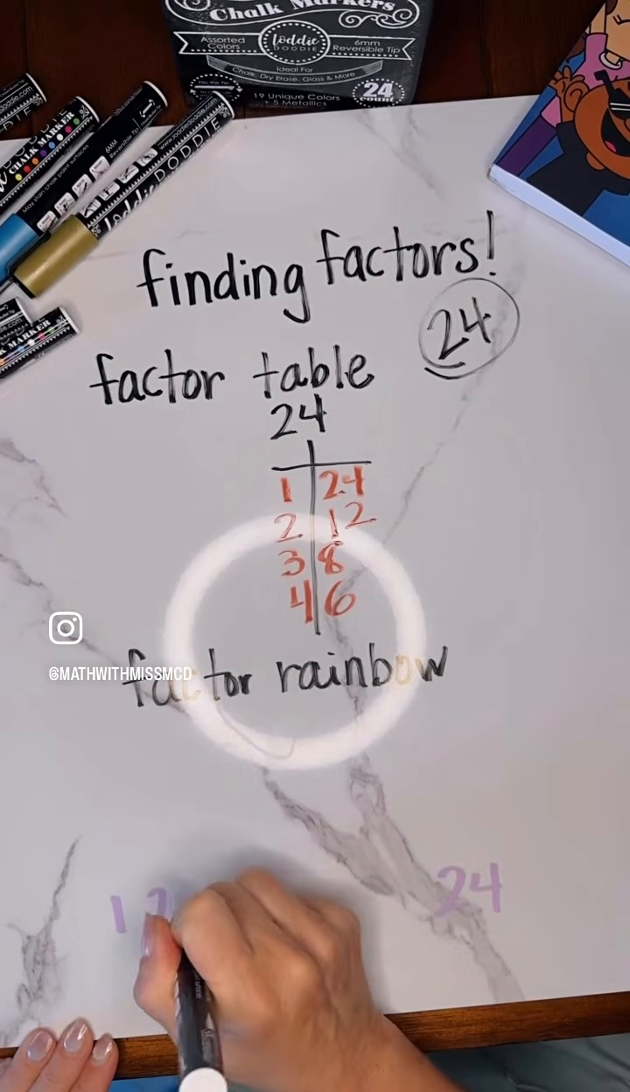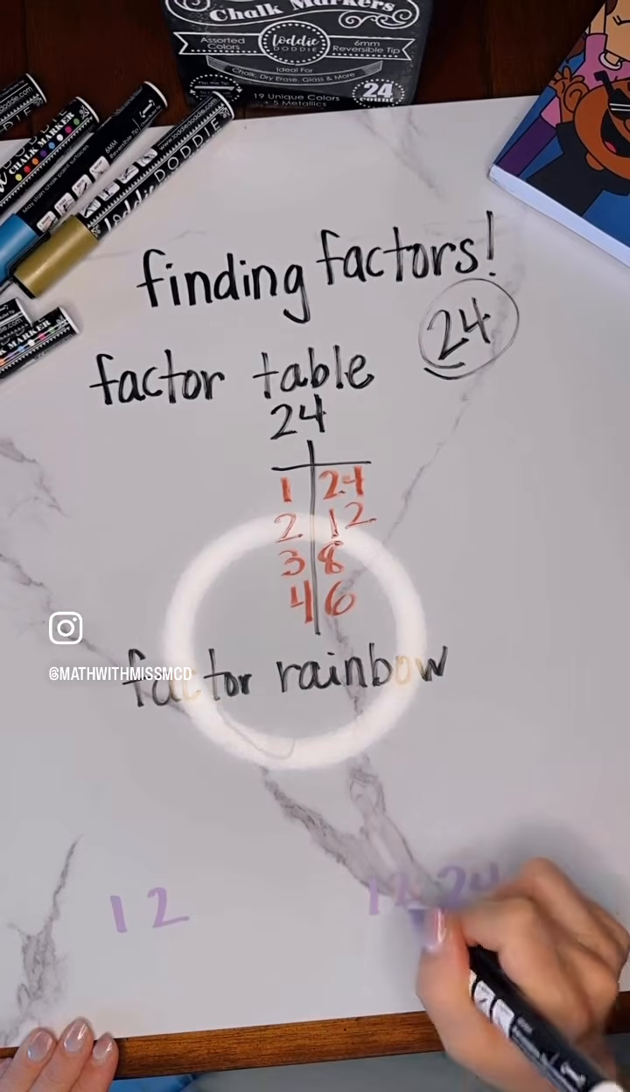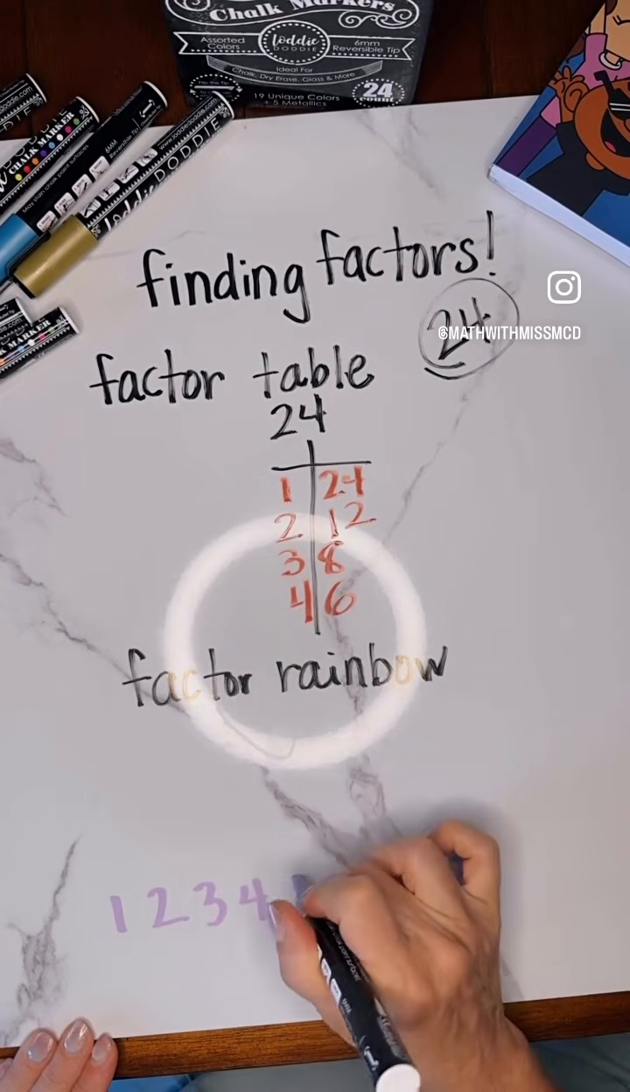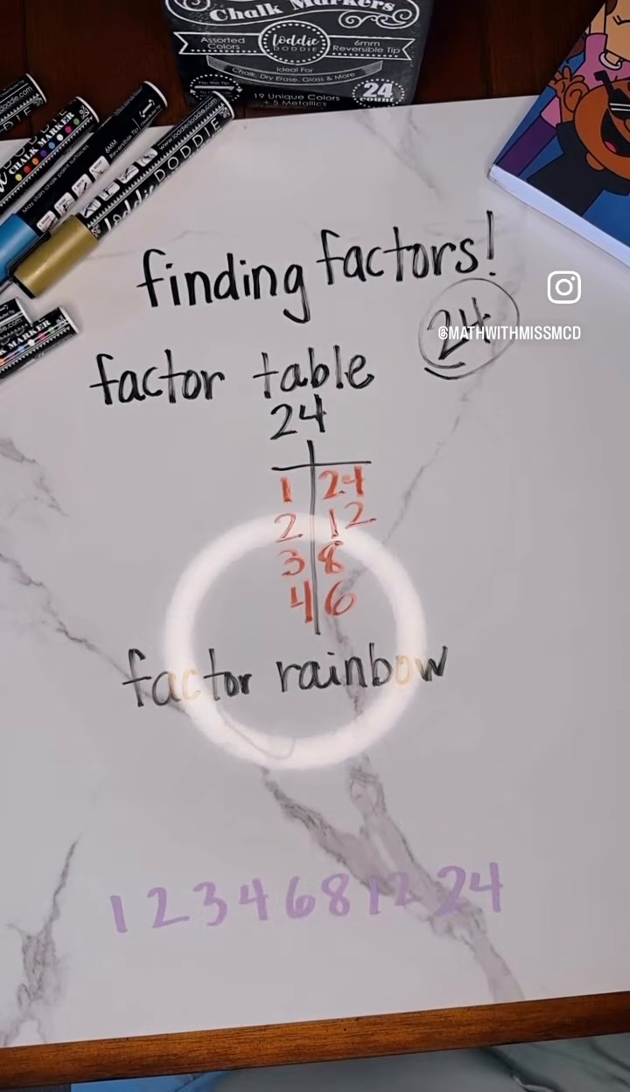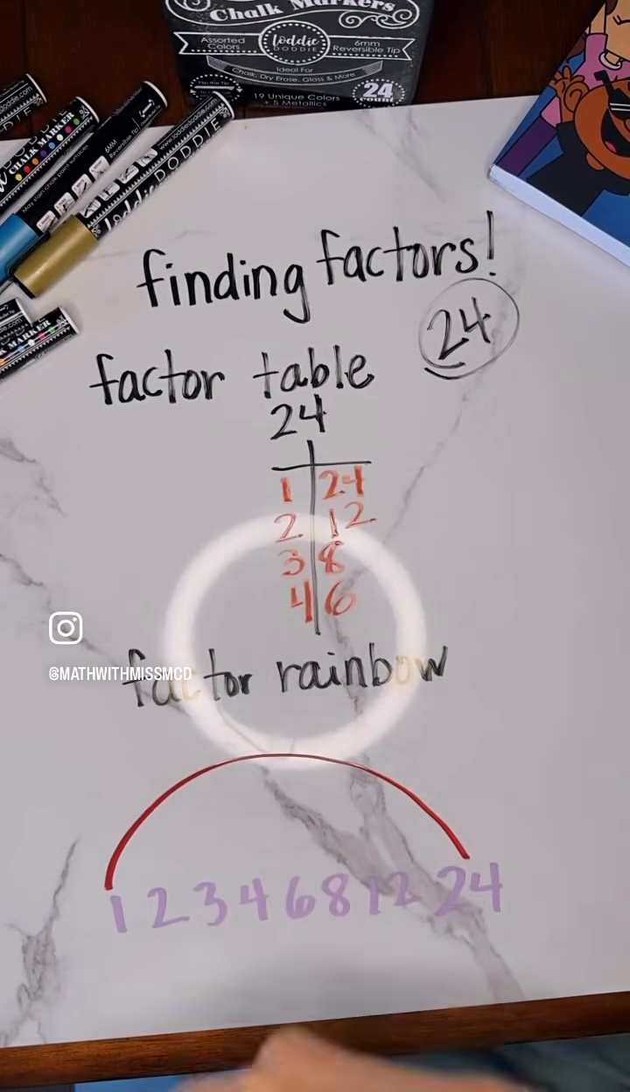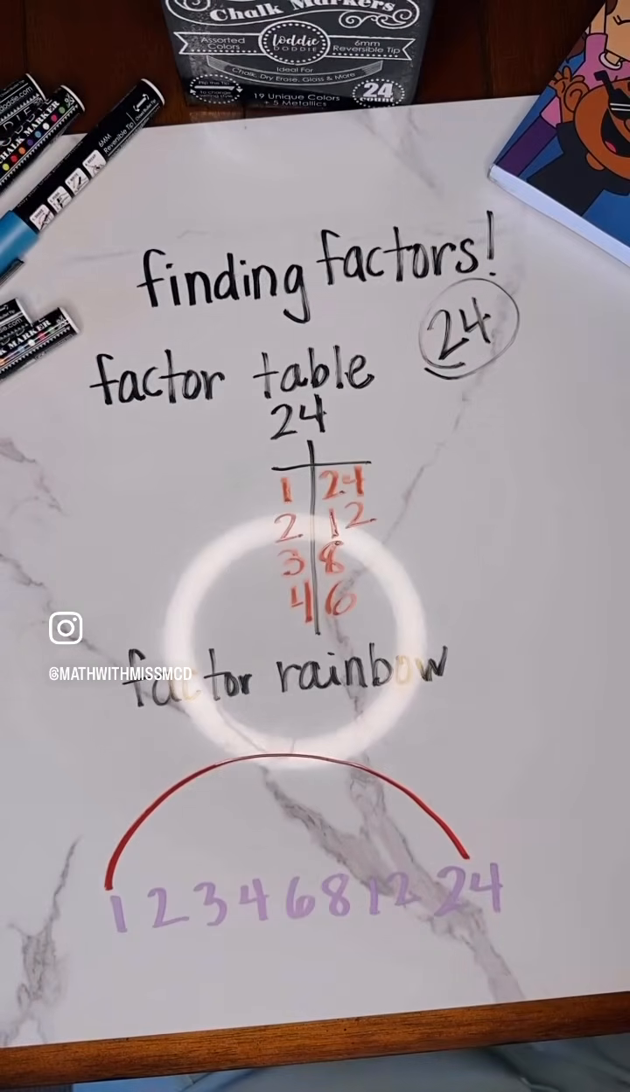We can also do something called a factor rainbow. Some people like this strategy better because when you're finished factoring out your product, you end up with all of your factors in order, so you don't necessarily have to go through and list them all again. When you're connecting the factors together, it's easy to see whether a number is prime or whether it's composite.